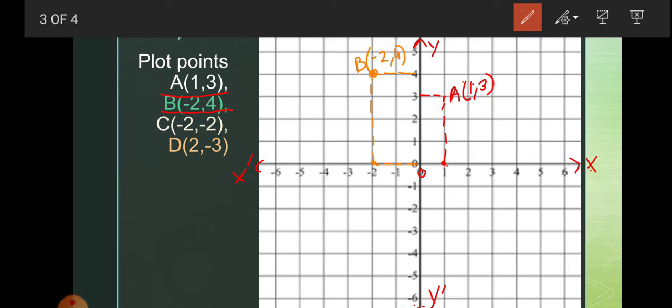Now to plot point C (-2, -2), we start from O and move 2 units to the left of O along the x-axis and reach the point -2. From there, we move 2 units downwards along the y-axis. Mark a point at that place and write C (-2, -2).